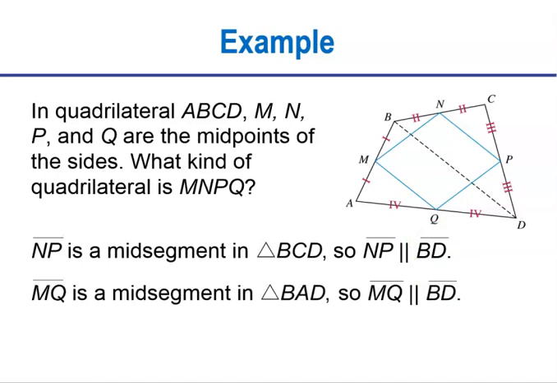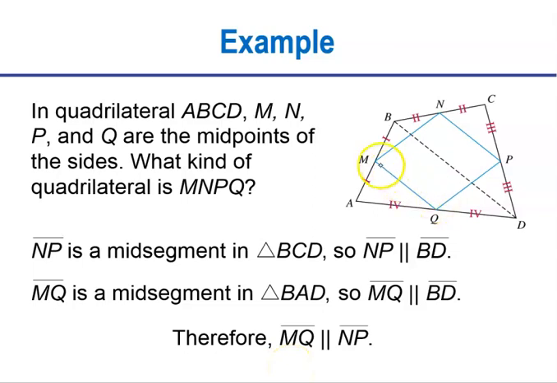Next line says MQ is a mid-segment in triangle BAD. Hey, I didn't notice that. So triangle BAD, that guy right there, because that's a mid-segment, then we can say MQ is parallel to BD. You know what the next line's going to say? You should, right? Because we just did this. Therefore, MQ is parallel to NP.